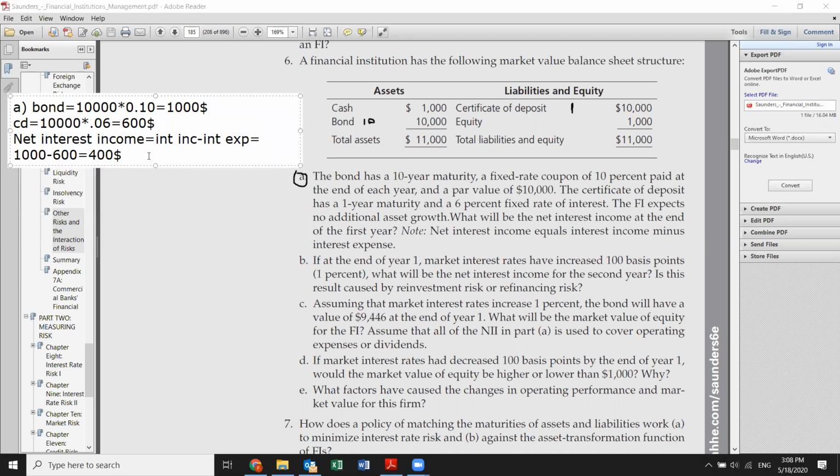Now let me go for part B. This is A. We already calculated it. It's just straightforward. There is no problem with this. I think everybody knows how to calculate the interest rate. It's just a simple calculation of the terms: there is a bond value, which is 10,000 and 10%. There is a certificate of deposit, 10,000, 6%.